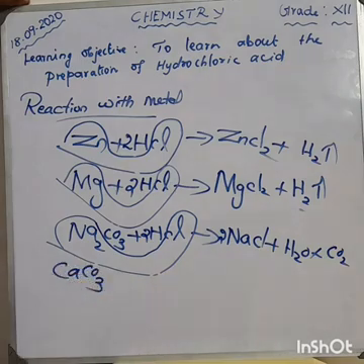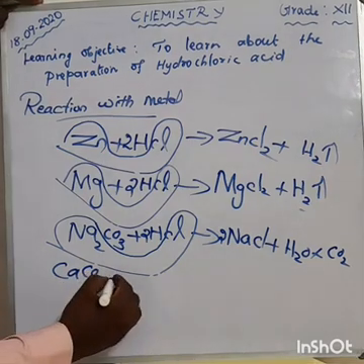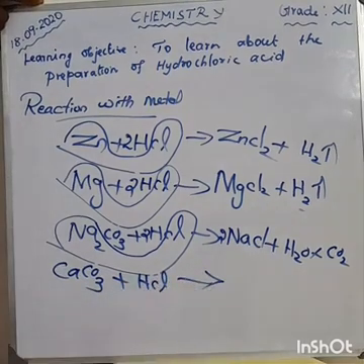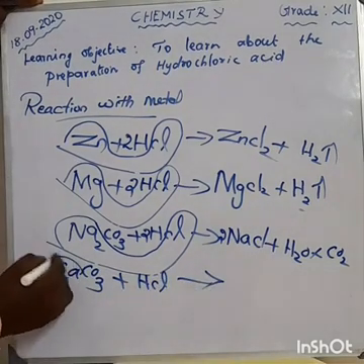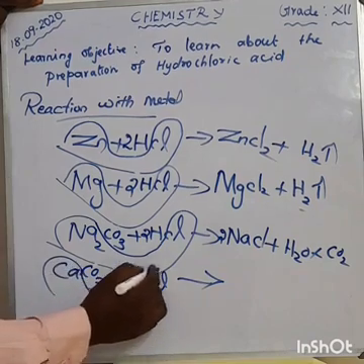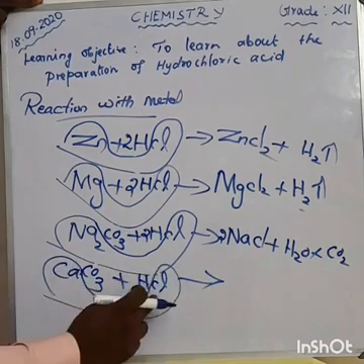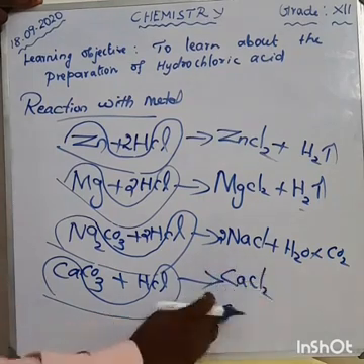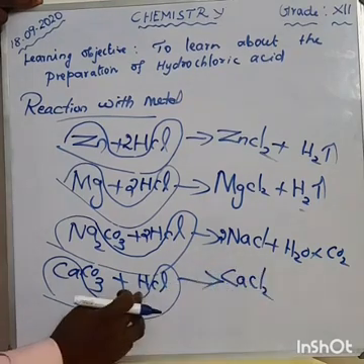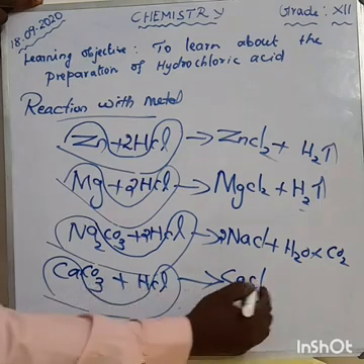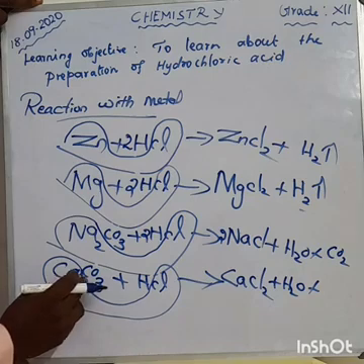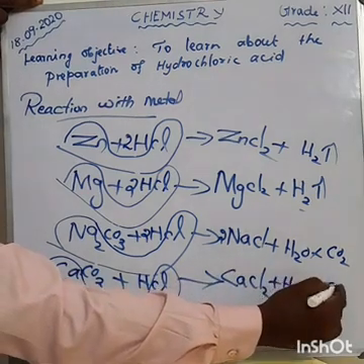CaCO3, calcium carbonate. This calcium carbonate reacts with hydrochloric acid. Can you say which product is obtained? The calcium combines with the Cl to form calcium chloride, that is CaCl2, and the hydrogen combines with oxygen to form water. Plus carbonate is converted into carbon dioxide.